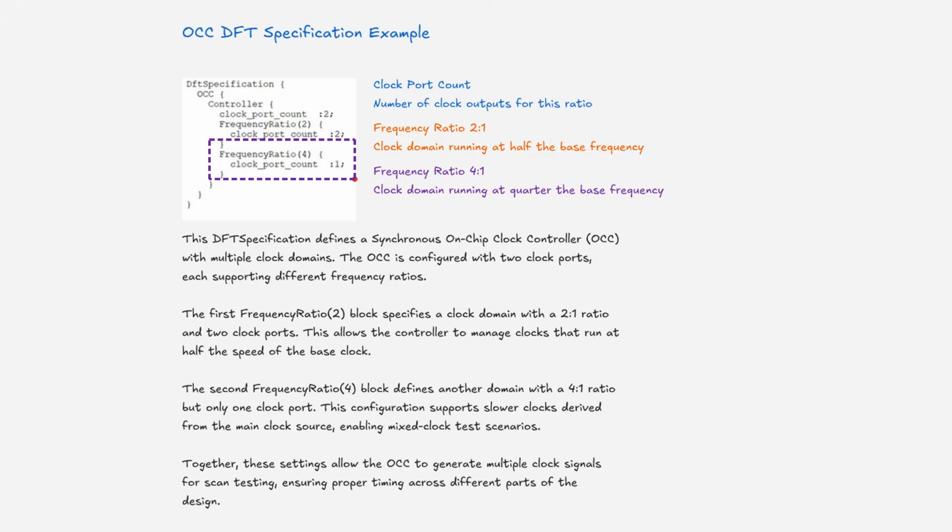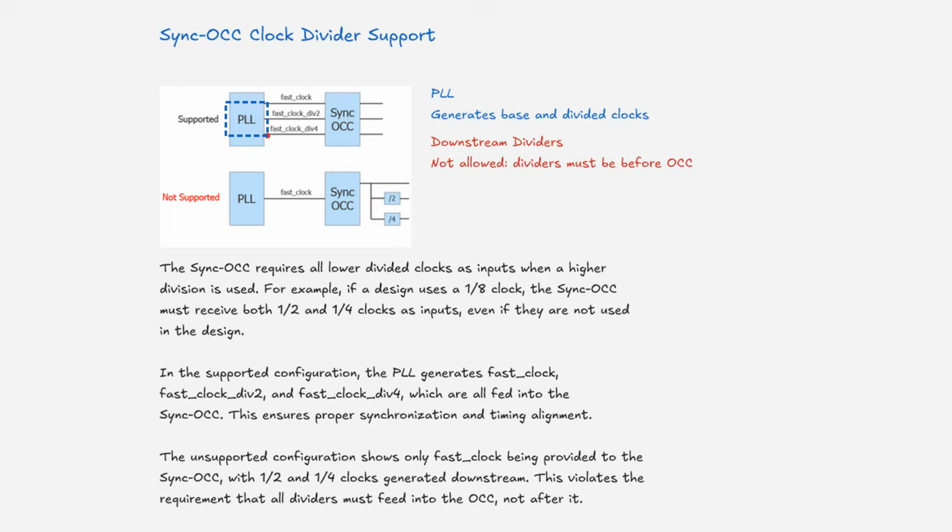The sync OCC requires all lower divided clocks as inputs when a higher division is used. For example, if a design uses a 1/8 clock, the sync OCC must receive both 1/2 and 1/4 clocks as inputs, even if they are not used in the design. In the supported configuration, the PLL generates fast clock div 2 and fast clock div 4, which are all fed into the sync OCC. This ensures proper synchronization and timing alignment. The unsupported configuration shows only fast clock being provided to the sync OCC, with 1/2 and 1/4 clocks generated downstream. This violates the requirement that all dividers must feed into the OCC, not after it.